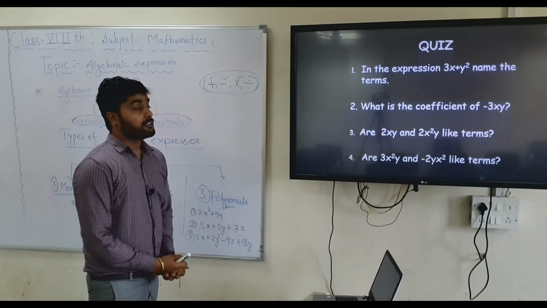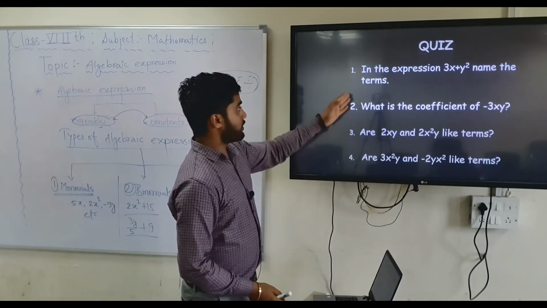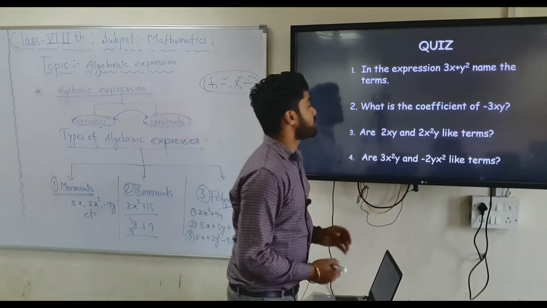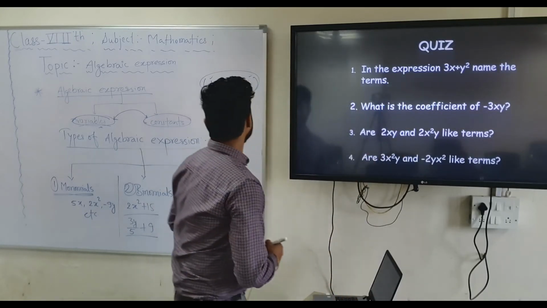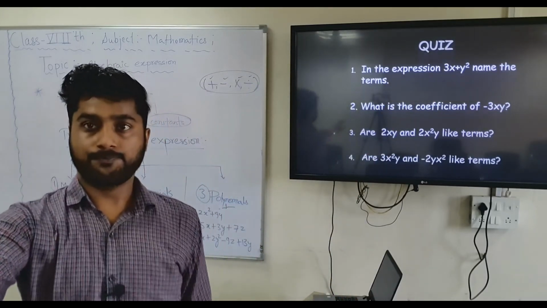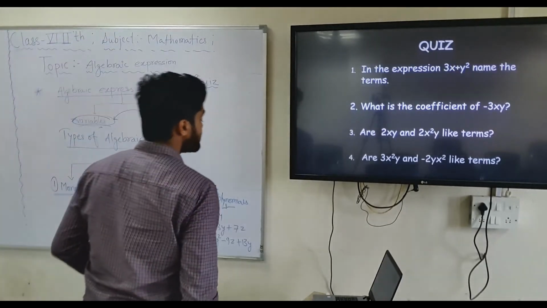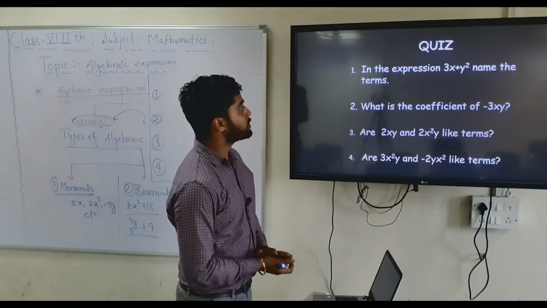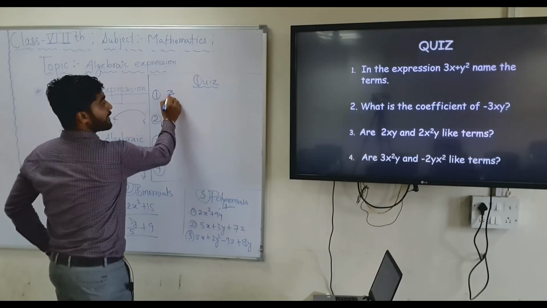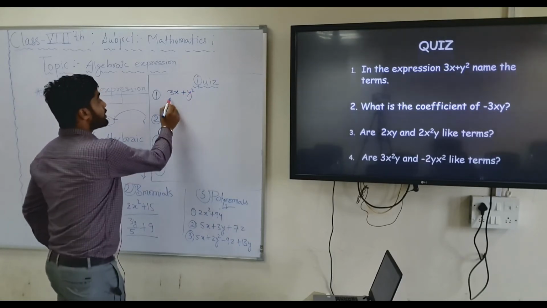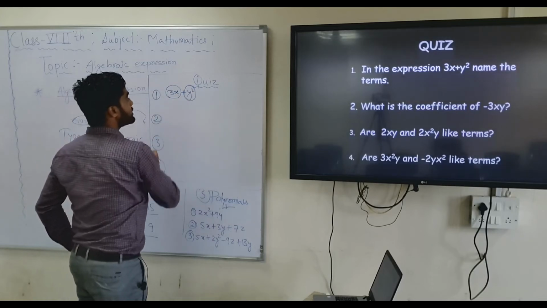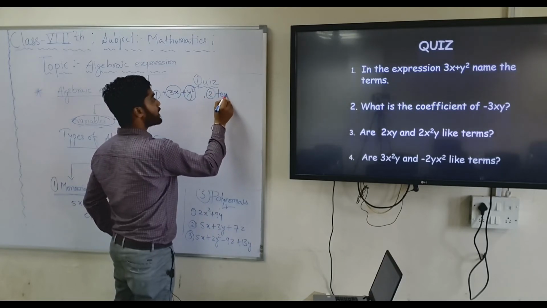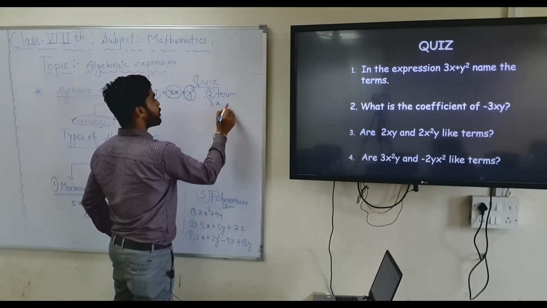Now you have some questions for this class. There are 4 questions in your quiz, and the first question is: in the expression 3x plus y square, name the terms. So you have to write the terms here. 3x plus y square is the given expression. See, the first term is 3x and the second term is y square, because before y square there is a plus sign. So how many terms are there? 2 terms. And the names of these terms are 3x, y square.